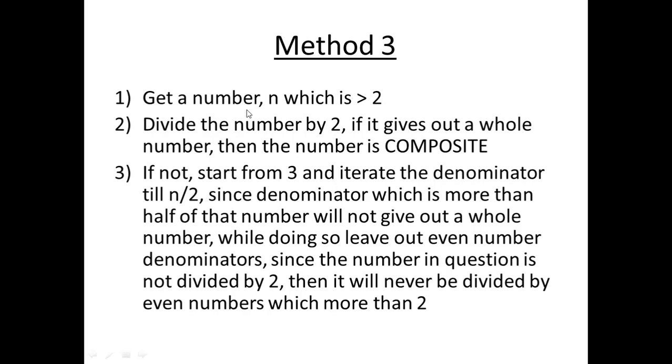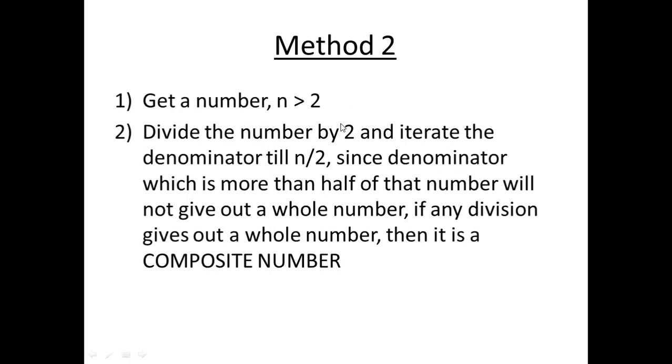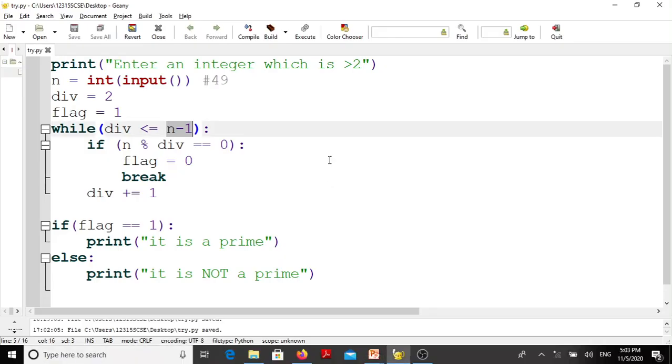The method 2, get a number which is more than 2, that is fine. Divide the number by 2 and then iterate till n by 2. Say if the number is 49, then this number cannot be divided by a denominator which is more than the half of the number without leaving a remainder. It will always leave a remainder.